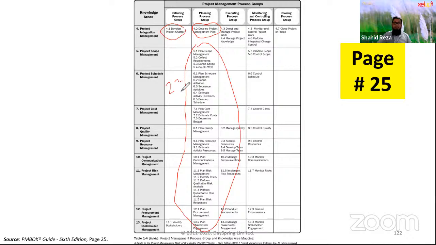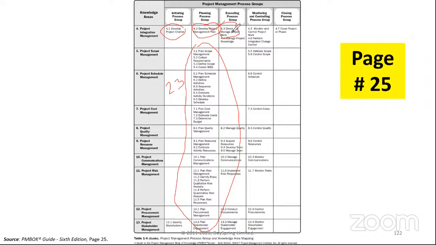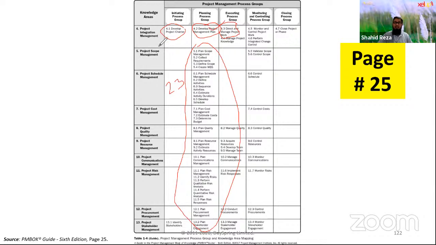You got me? Yes, sir. Develop project management plan means it is integrating all the plans under the planning process group. So that's why it is known as integration management. Then direct and manage project work. It is under execution. It is not only talking about direct and project integration work. It is talking about all the works, all the activities of the project.